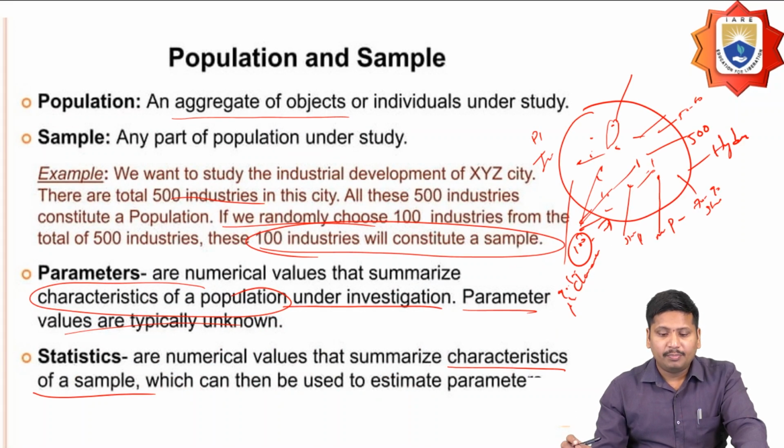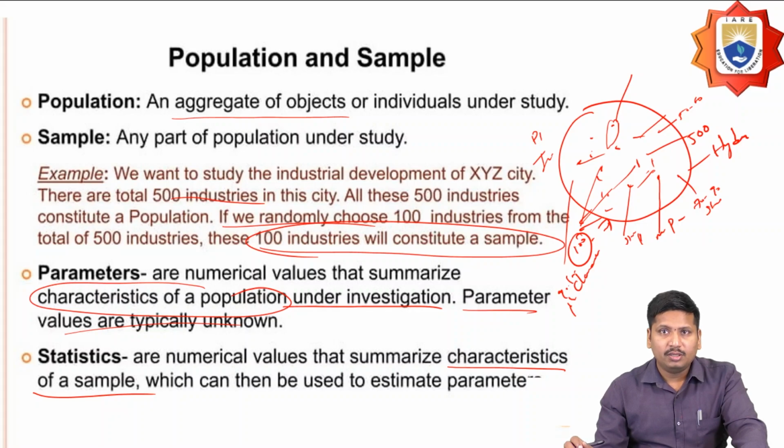So population is nothing but the aggregate of objects or individuals under the study, and any part of the population under the study is treated as a sample. The parameters are numerical values that summarize the characteristics of the population under investigation, and parameter values are also typically unknown. The statistics are numerical values that summarize the characteristics of the sample, so they are used to estimate the parameter also.